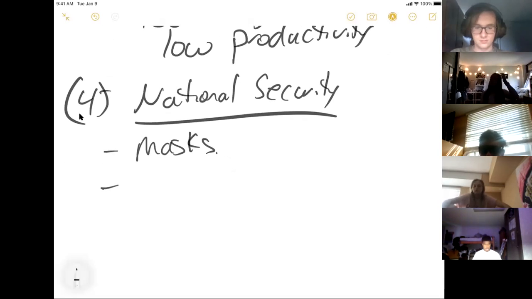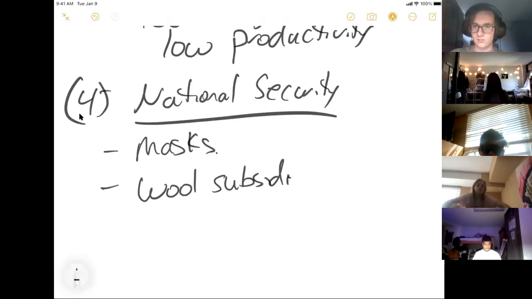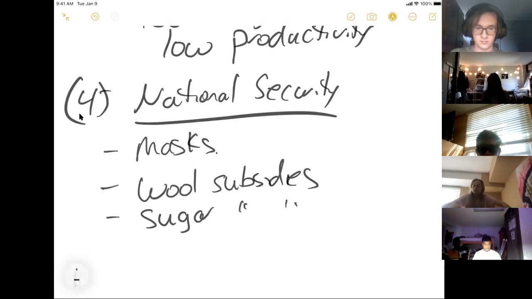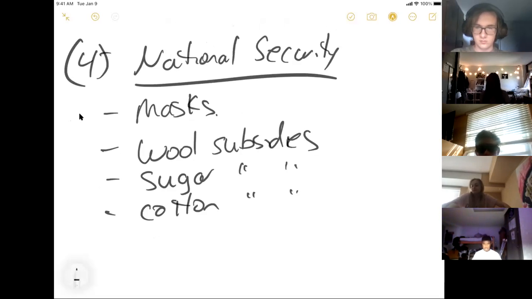And you know what? This has happened. We could pick 50 examples of this. Currently, the US government subsidizes wool manufacturing so that we have some wool manufacturers in the US. Sugar, cotton, the list goes on and on of things that the federal government subsidizes so that they're produced here.